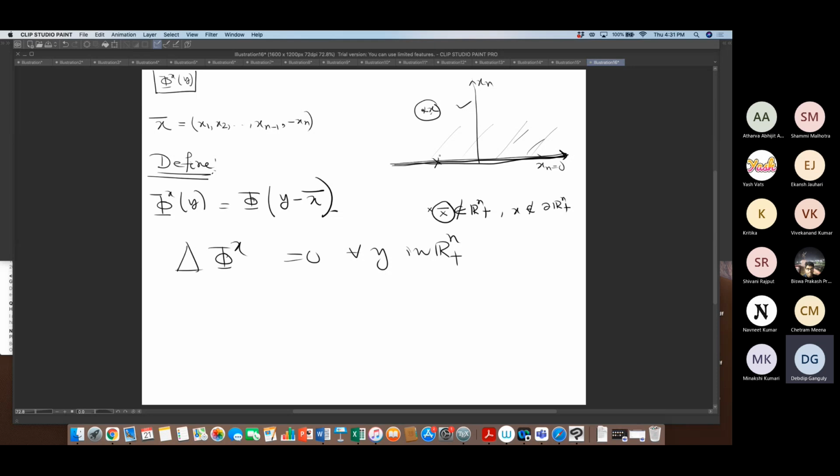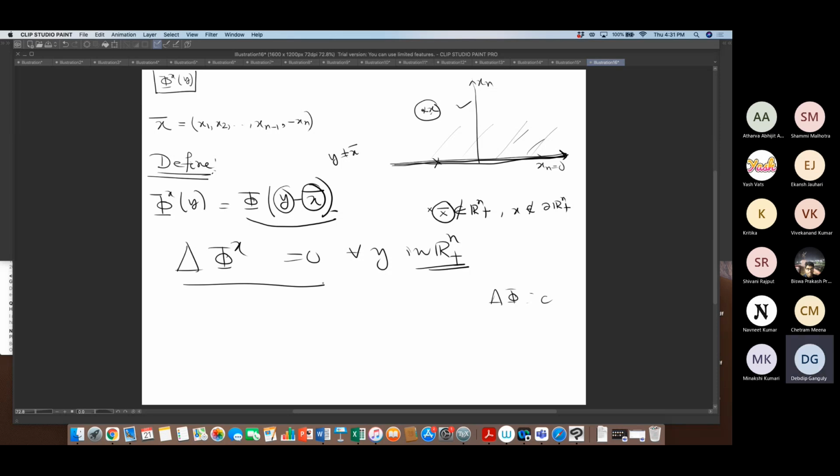Of course, if the point is here, the reflection is this point, right? So if x belongs to Rn plus, then x bar does not belong to Rn plus. That means this function has its only singularity at x bar. So Laplacian of phi is always 0, except when y is equal to x bar. But our y is in Rn plus and x bar does not belong to Rn plus. So for all y, Laplacian phi x is equal to 0. So you get the idea how to construct such a harmonic function for the Green's function.